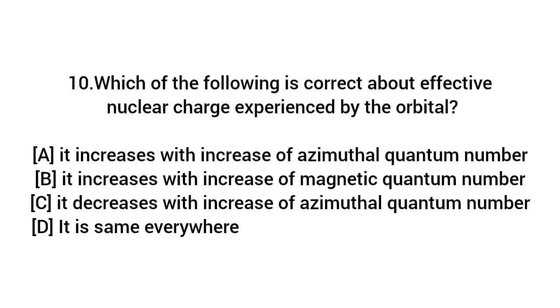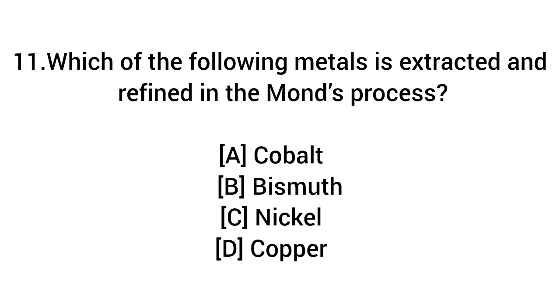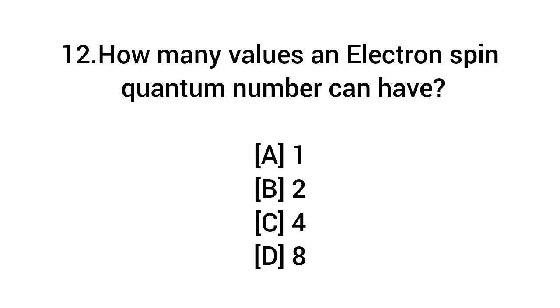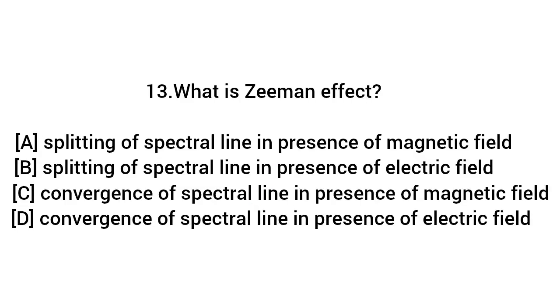Then, which of the following is correct about effective nuclear charge experienced by the orbital? And the correct option is option C. Which of the following metals is extracted and refined in the Mond process? And the correct option is option C. How many values an electron spin quantum number can have? And the correct option is option B. What is Zeeman effect? And the correct option is option A.